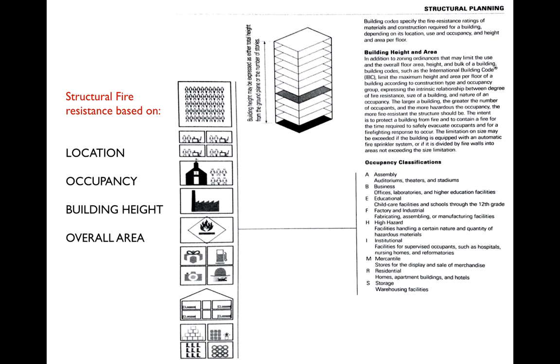The material of the building structure is impacted by all of these, and codes will always prefer a more fire-resistant material for more dangerous occupancies, for more restricted locations, for taller building height, or for larger overall area.